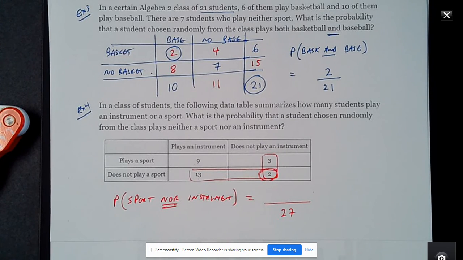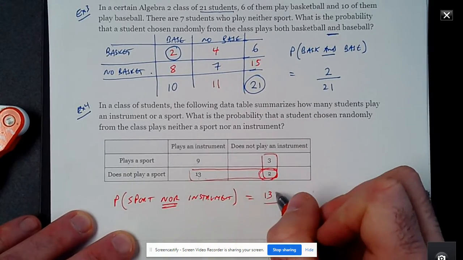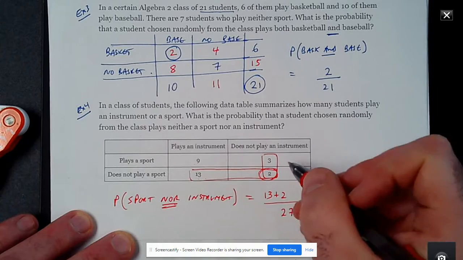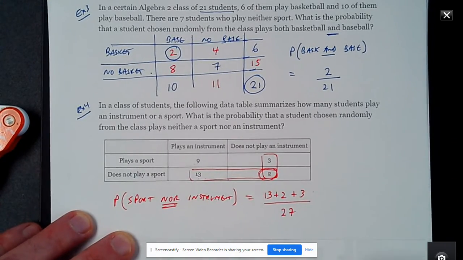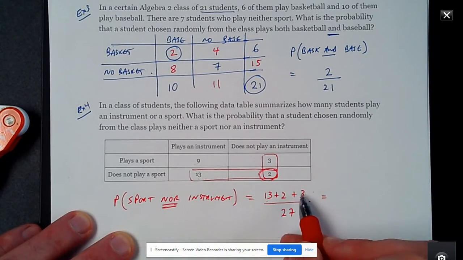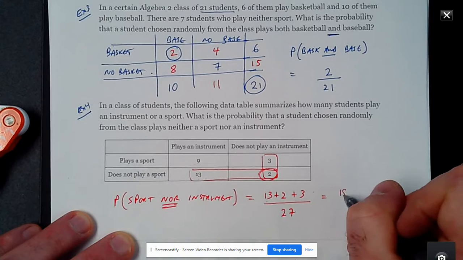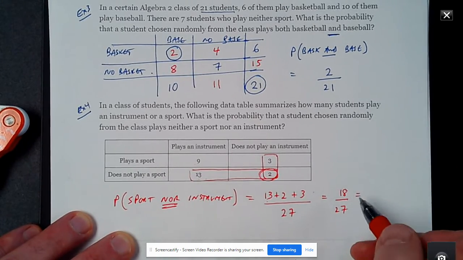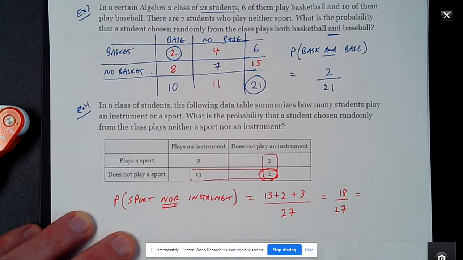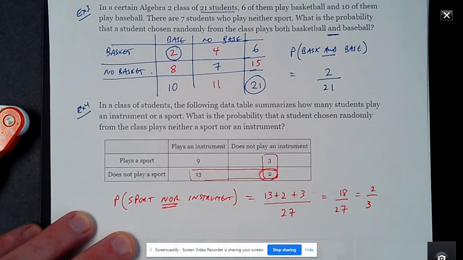All right, so now how many of them do not play an instrument and do not play a sport? Well, it will be the 13 right here, plus the 2 right there, plus the 3 right there. And remember, we're not going to count that one twice. So 13 plus 2 plus 3, well, that will give you 5 plus 13. That will give you 18, all over 27. Again, leave it as a fraction if you can, but 18 divided by 27, you've got to reduce that. 9 goes into that twice. 9 goes into that 3 times.